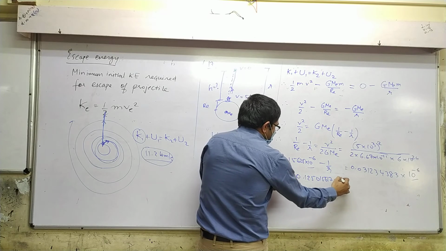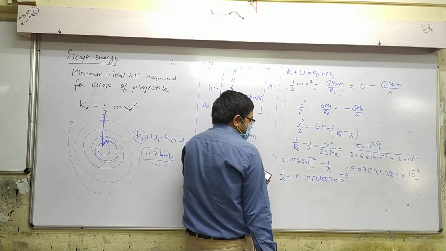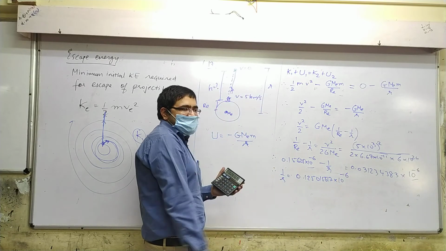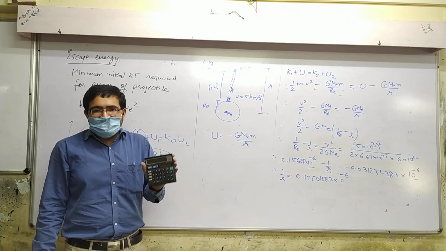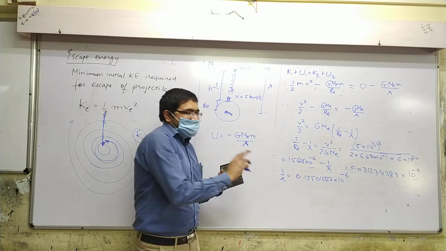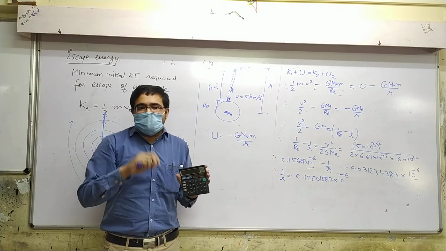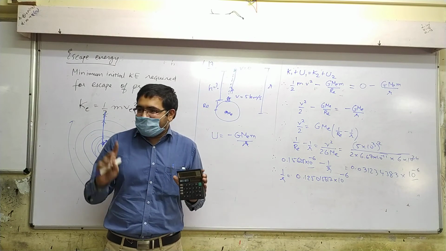0.125015617 into 10 raised to minus 6. Clear or not clear? Is it what you all get? Now what do we do? This is 1 by r. We don't have to find 1 by r. We have to find r. We have to take the reciprocal of this. Here is the shortcut.